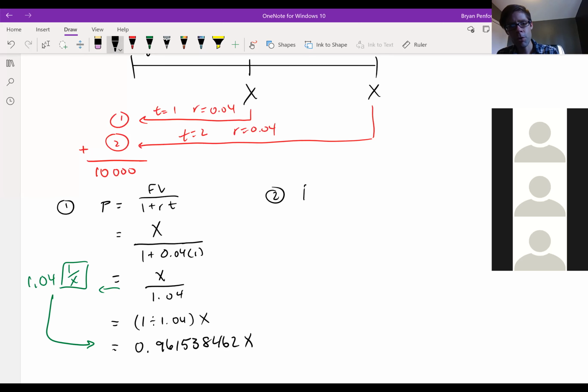And we're going to go through the same procedure with this second X over here, just changing our T to 2 from 1. So it's going to look like pretty much the same calculation. We're going to have an X in the numerator, 1 plus our rate times time. So we get X over 1.08. And again, just for the sake of making this easier in the next step, I'm going to do the 1 divided by 1.08.